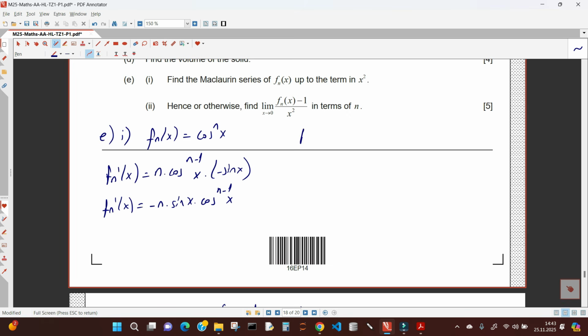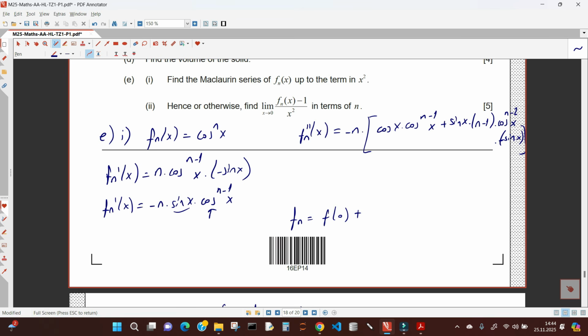For the second derivative, we will use the product rule. Minus n, and in parentheses you write the derivative of the first, sine x, which is cosine x, times cosine to the power of n minus 1 x, plus sine x times the derivative of the second expression. You can write n minus 1 times cosine to the power of n minus 2 x times minus sine x. You can simplify it, but you don't need to because we are going to substitute 0 in this function anyway.